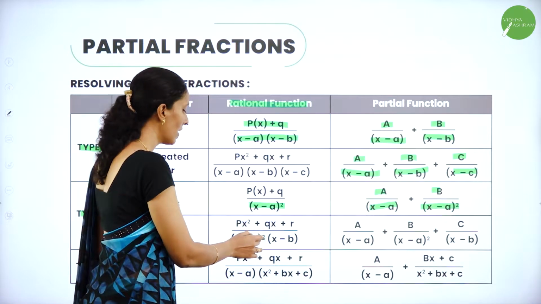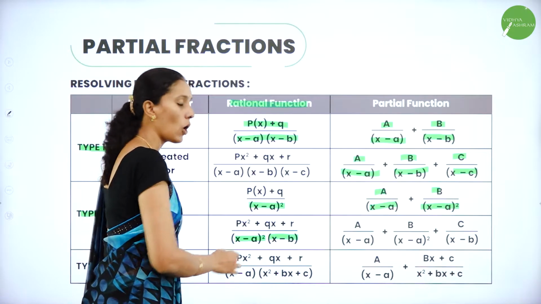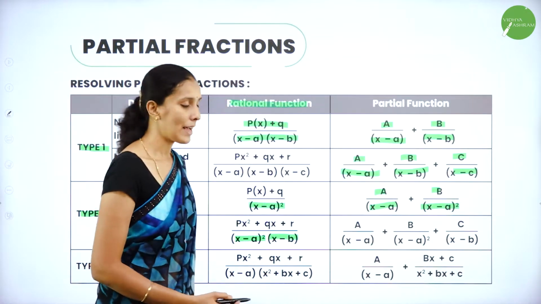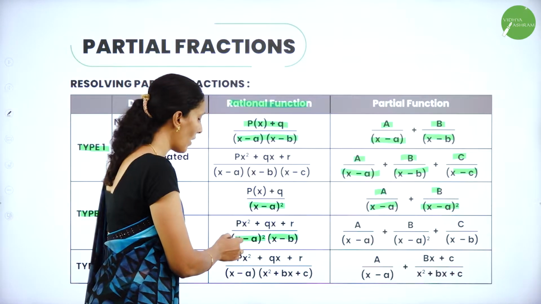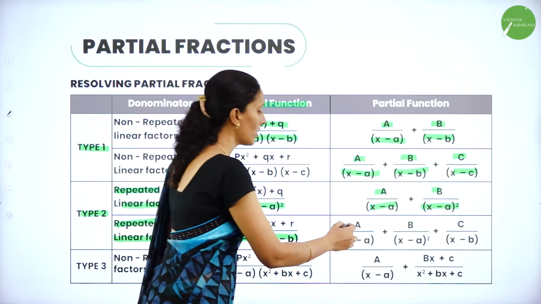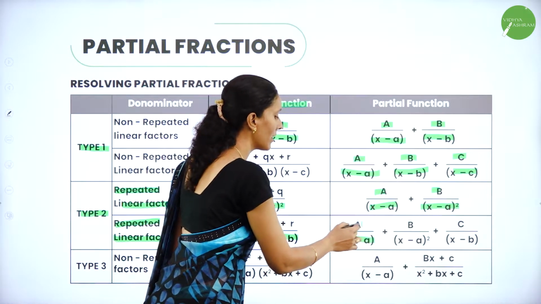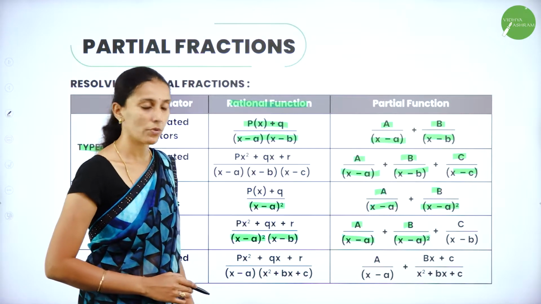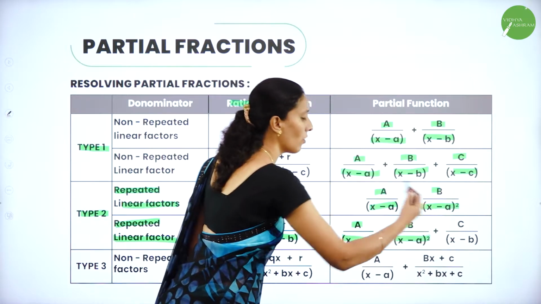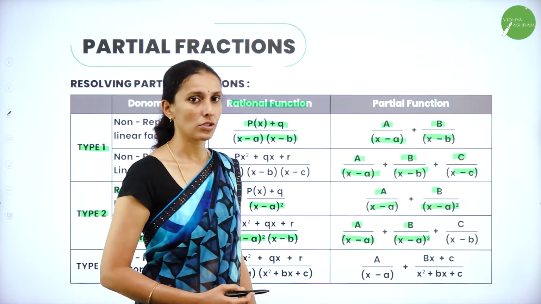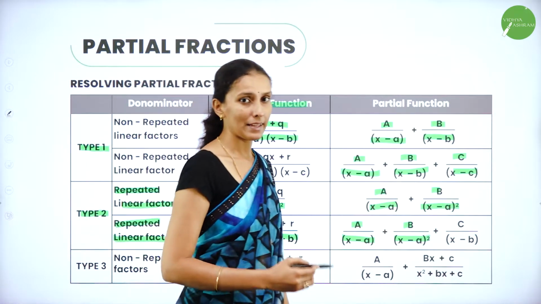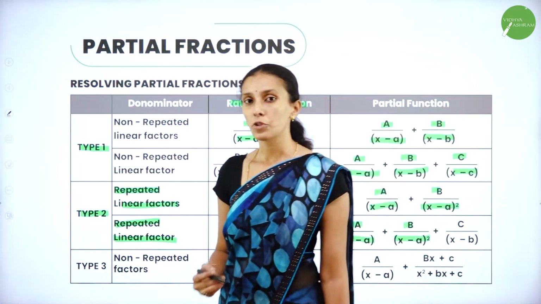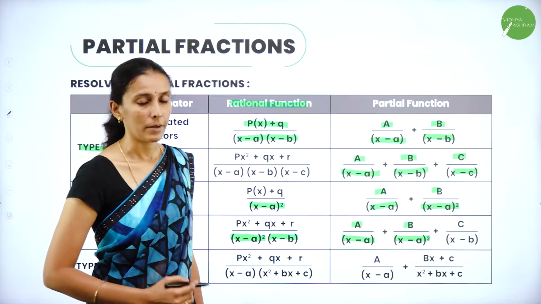If you have repeated linear factors along with non-repeated linear factors, you will write them separately as A, B, C. Whenever you have a repeated linear factor, there will be a sum A by x minus a and B by x minus a whole square for x minus a whole square, and for x minus b, you write one more simple fraction, that is C divided by x minus b. So we will take a few problems on type 2 partial fractions today.